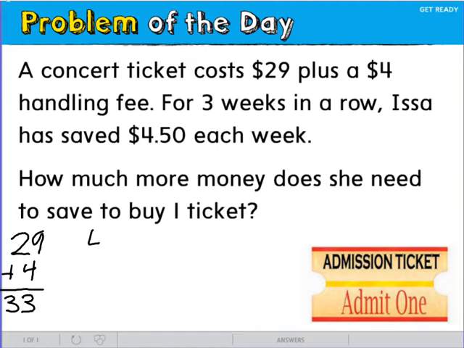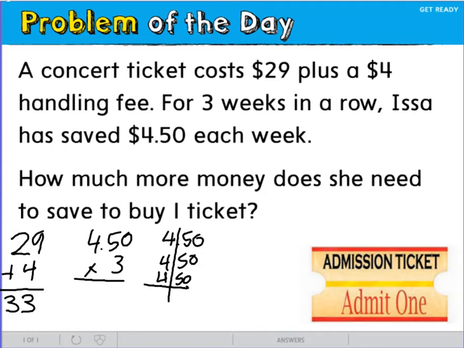Then we have to figure out how much she saved. Now, I saw a bunch of you multiply this. We haven't done any multiplication with decimals, but it looked like you guys were multiplying it right. Okay? What you could have done is we have done addition with decimals. So you could have added $4.50 3 times. Same answer. So there's $13.50. If you added it, it'd be the same thing.